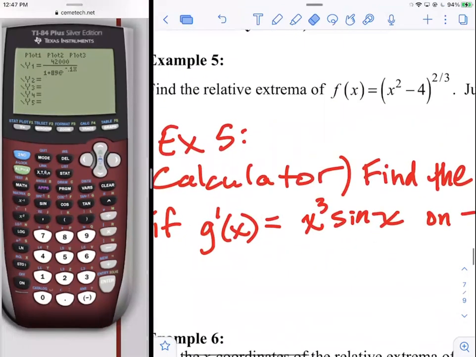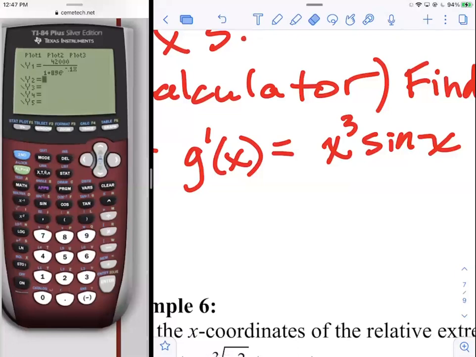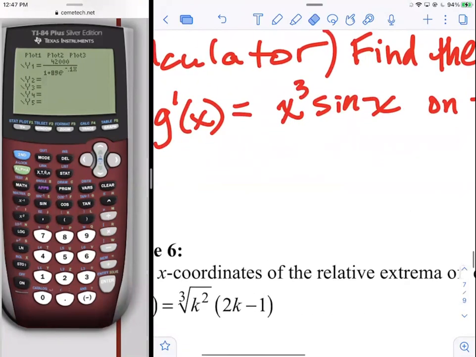So I'm typing in this derivative here. We can't solve this one without a calculator, really. We actually can. But let's pretend we can. Let's type this in, x cubed, and then sine of x. Now, anytime we hit sine of x, or cosine of x, or tangent of x, we need to make sure we're in radian mode. So if you want to hit mode, double check.